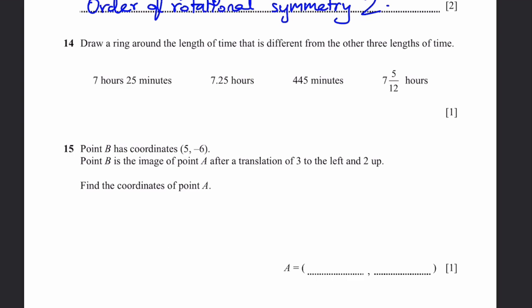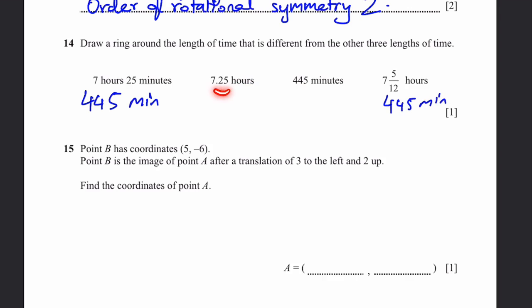Question 14. Draw a ring around the length of time that's different from the other 3 lengths of time. 7 hours 25 minutes. Let's change this to simply minutes. That'll be 420 plus 25, that's 445 minutes. Now 7 and 5 by 12 hours, when you multiply by 60 to get minutes, we'll get 420 plus 25, once again, 445 minutes.